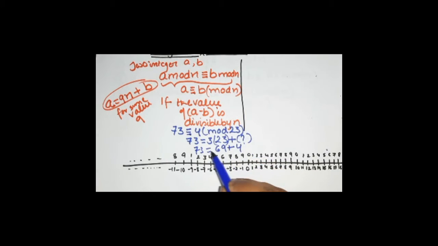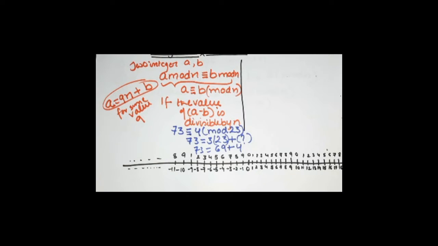Right, so basically here you can see that 73 is equivalent to 73. Got it? Therefore you can say that 73 is congruent to 4. And there should be a necessary condition for 73 to be congruent to 4, which is that 73 minus 4 should be divisible by 23. Is it divisible? 69 is divisible by 23, three times.